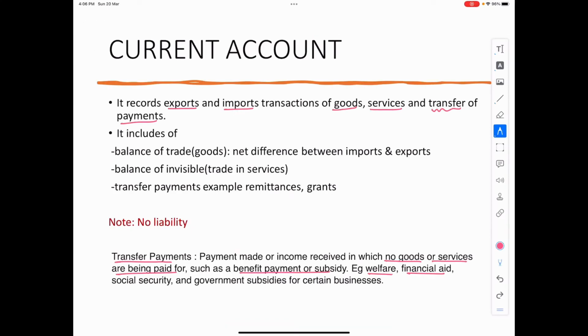So current account is a record of export and import transactions of goods, services and also transfer payments. It includes balance of trade, meaning the difference between imports and exports, import minus export, balance of invisible, that is trade in services, and transfer payments, example as I've already explained it to you. So this is what current account is about.